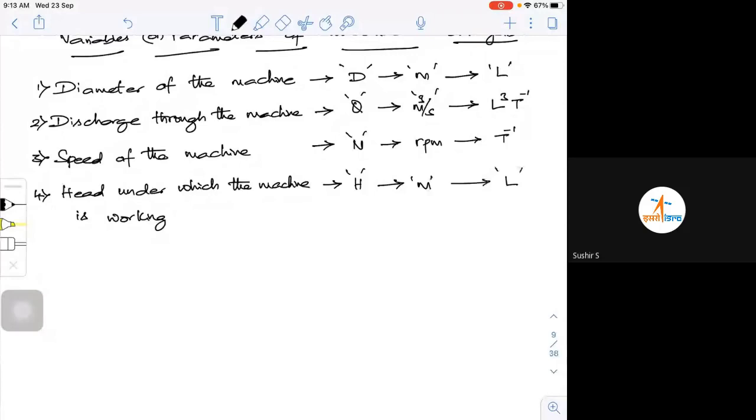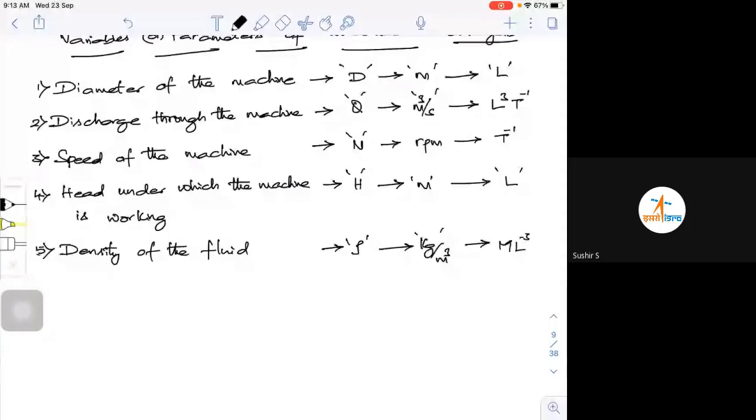Now, am I dealing with real fluids? If I'm dealing with real fluids, then density is there. So density of the fluid is one of my variables or parameters. It is denoted by rho. And what are the units? It is kg per meter cube, so it is M for the kg, and meter cube means L to the power of minus 3.